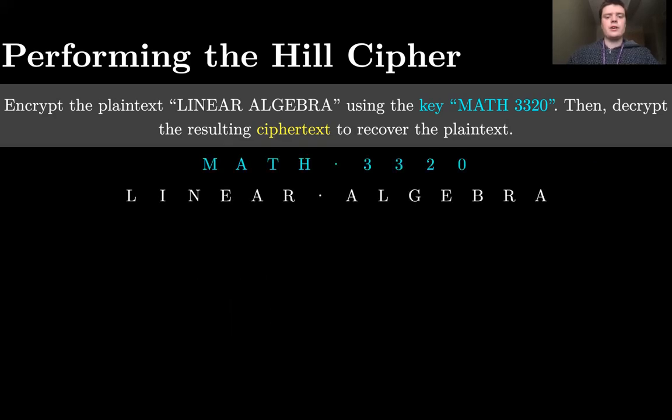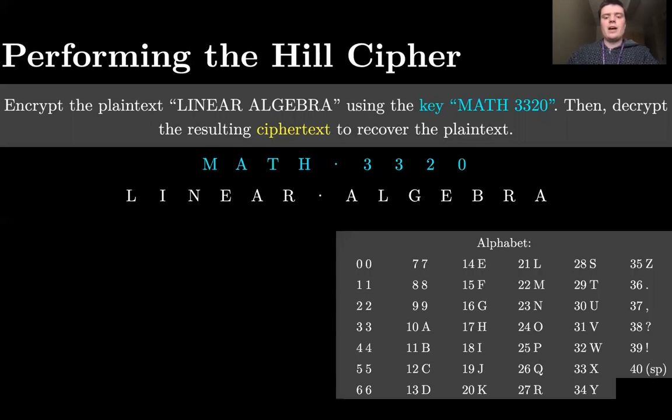So first, here is our key and our plain text. Now, we're going to be plugging both of these into matrices. However, we can't plug letters into matrices. We can only plug in numbers. So we need a way to convert these letters into numbers. Here is an alphabet that does that.